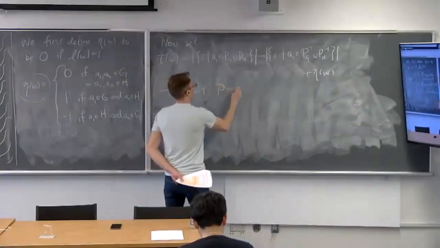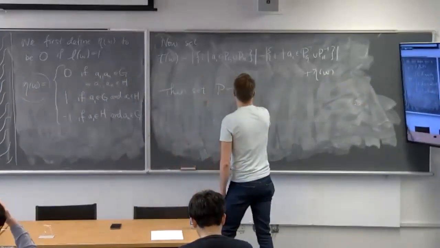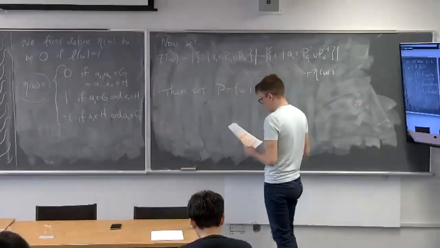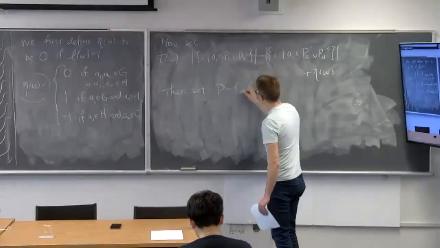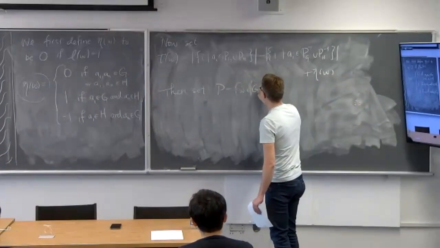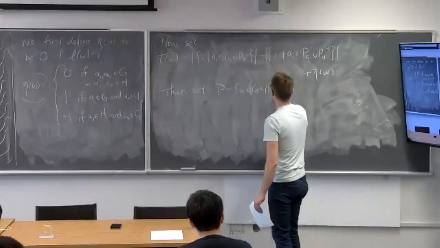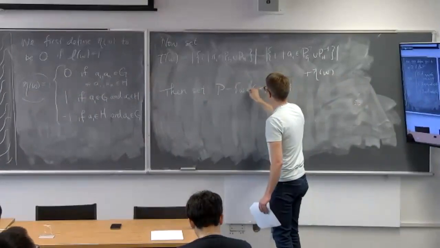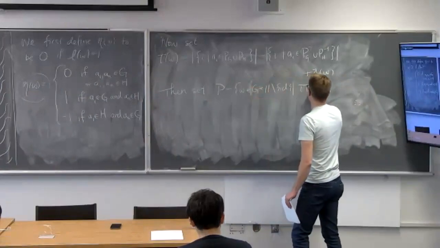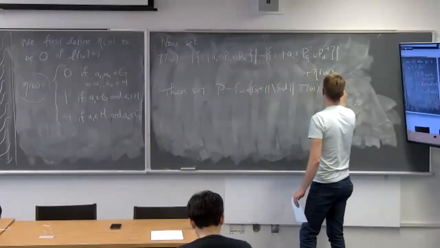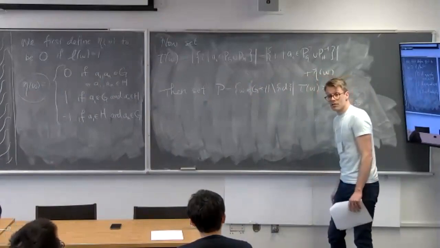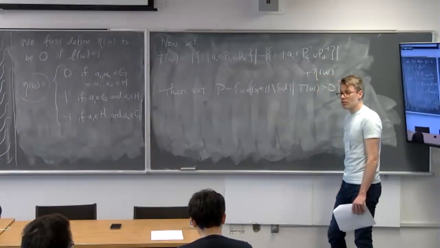So then set P to be equal to all the W's, well, I'll be careful here, W in this, but not the identity, such that tau of W is bigger than 0. It works. That is the positive cone of an ordering.